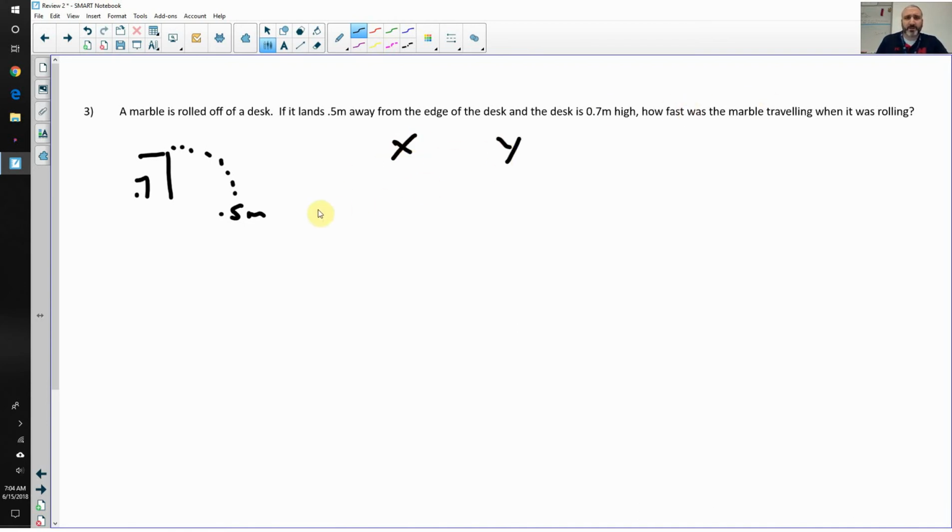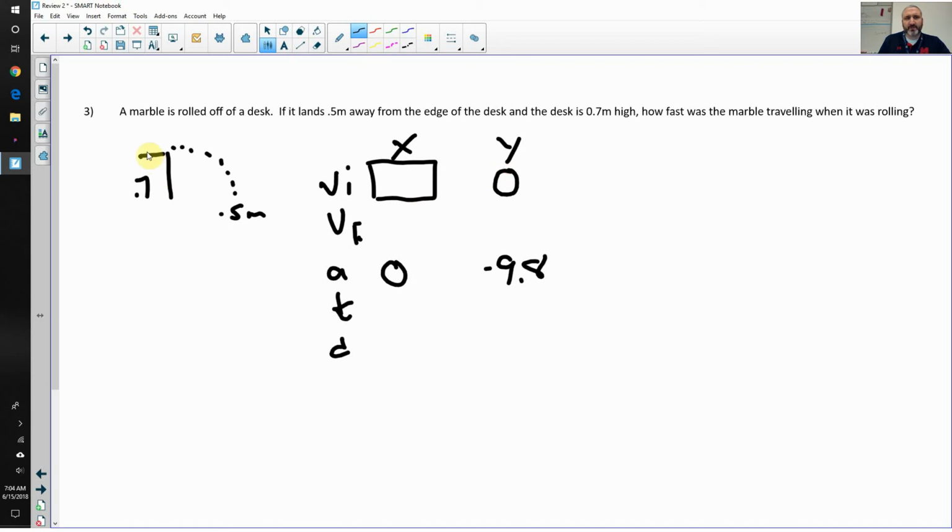So again, XY chart, VI, VF, A, T, D, and this is right out of a lab that we did. Remember, X marks the spot. So we're looking for VI. We know, because we had a pulse, that these two are 0 and negative 9.8. The y initial velocity is going to be 0 because we're not launching it off the desk and we're not rolling it down off the desk. We're allowing it to come flat straight off the desk. And we also know that it's going to fall negative 0.7 meters. These three things should be able to give us our time, and then from there we can figure out the initial velocity.